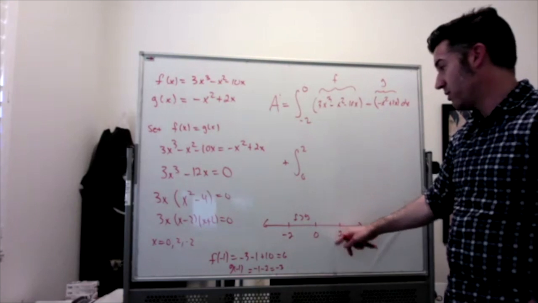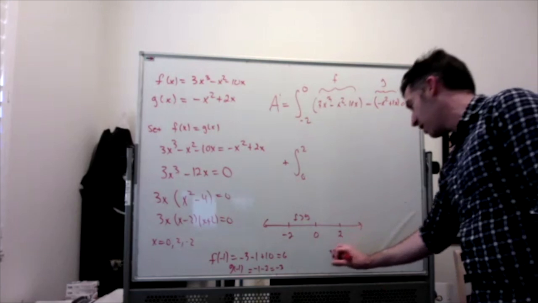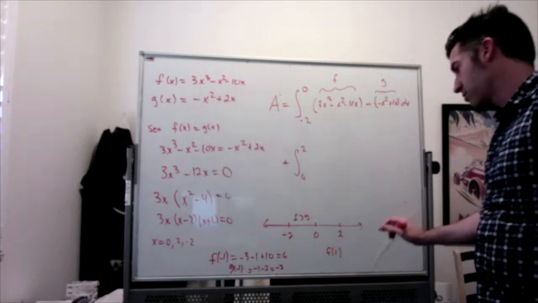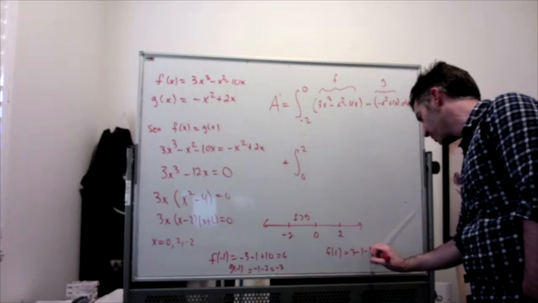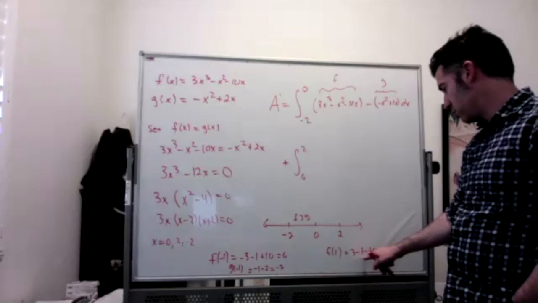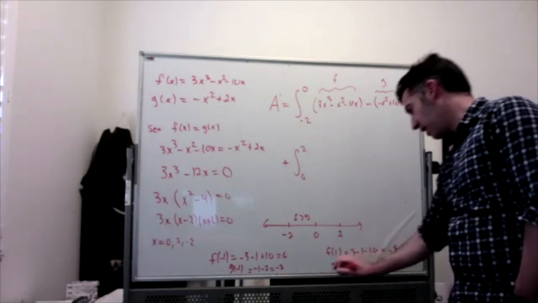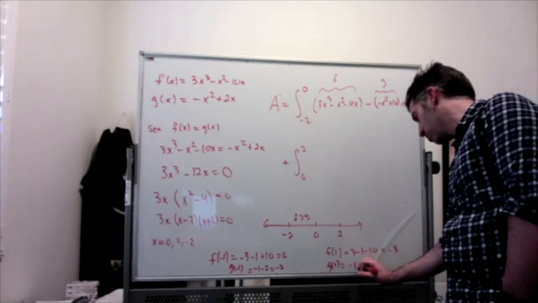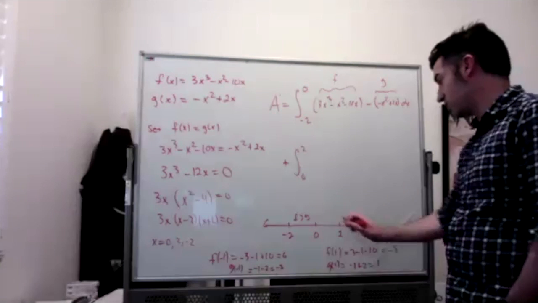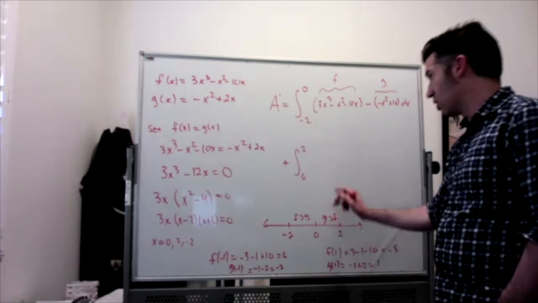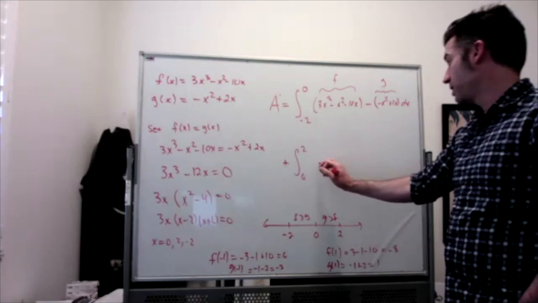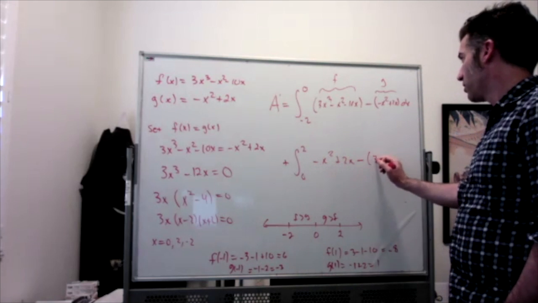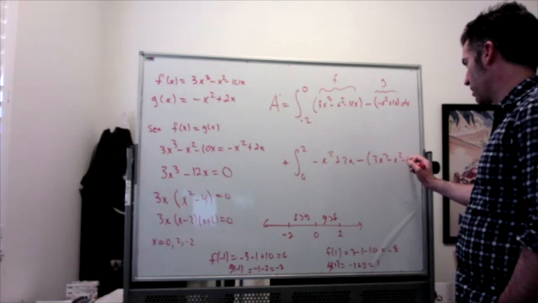In this interval, if I pick x equal to 1, f of 1 is going to be 3 minus 1 minus 10, which is, let's see, 2 minus 10, negative 8. And g of 1 is going to be negative 1 plus 2, which is 1. So in this one, g is larger. So here we're going to do g minus f. It's going to be negative x squared plus 2x minus 3x cubed minus x squared minus 10x.